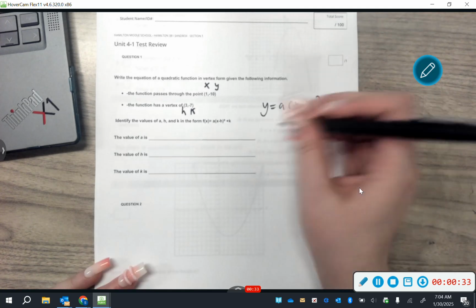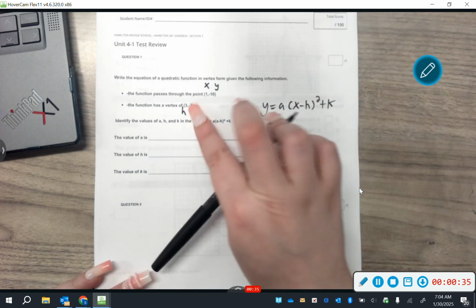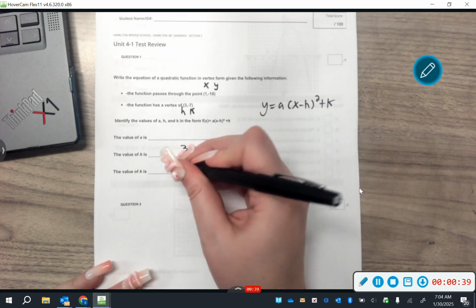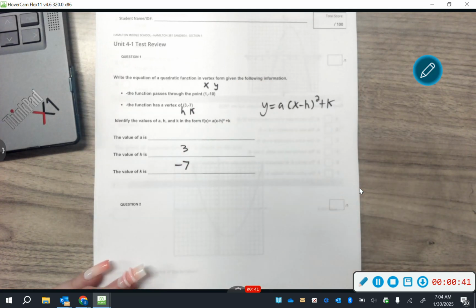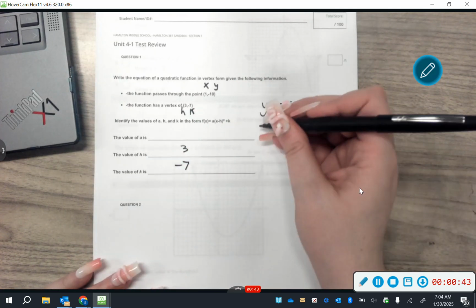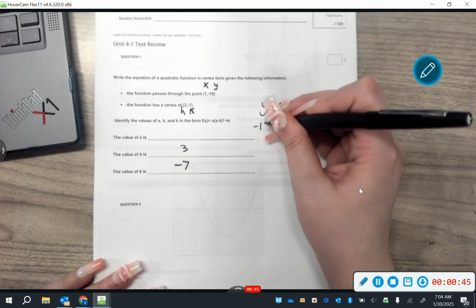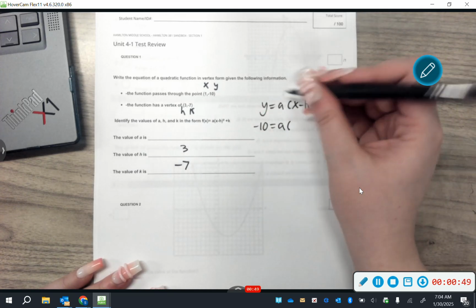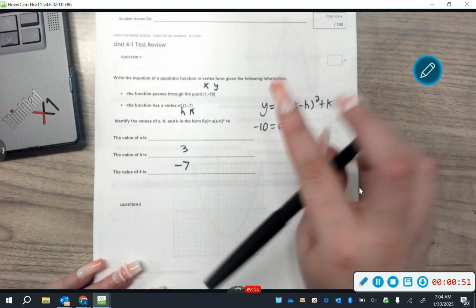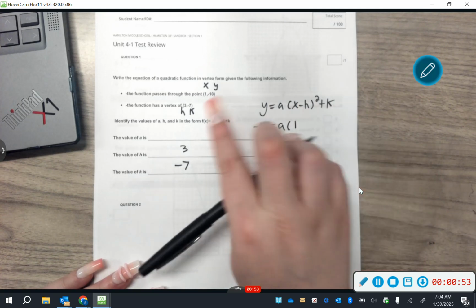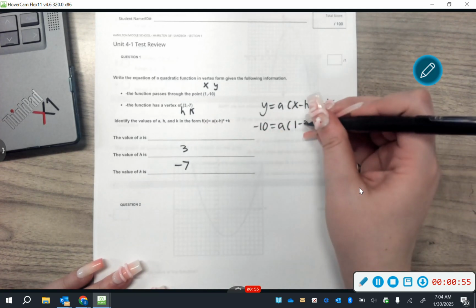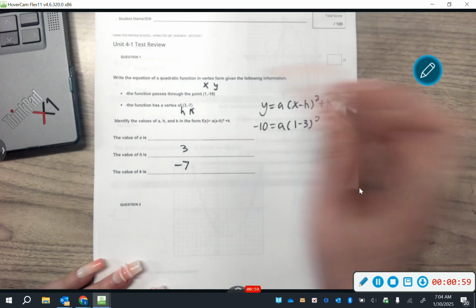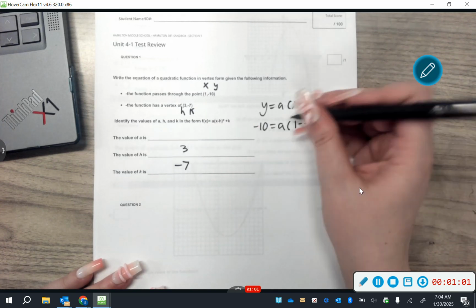So there's my equation. We already know my h is 3. We already know my k is negative 7. So we just need to solve for a now. Well, y is negative 10 equals a, parentheses, my x is 1. For your h, remember it's always the opposite. The opposite of positive 3 is negative 3 squared. And then my k is negative 7.